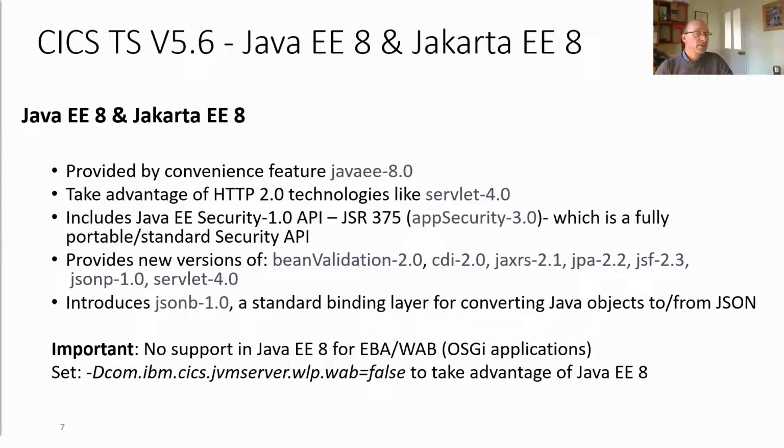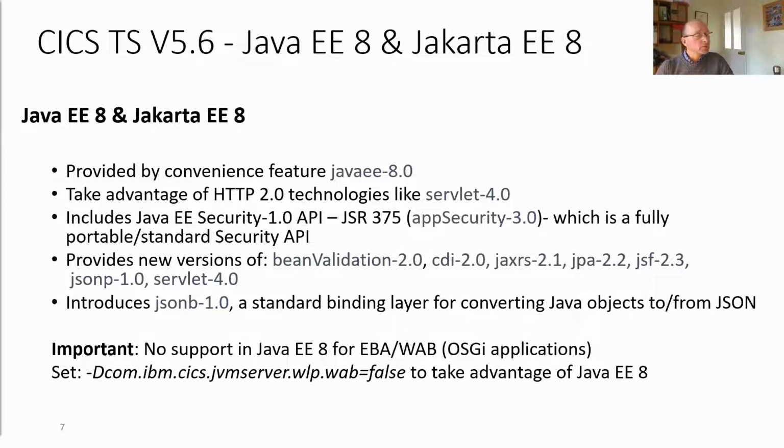There's the Java EE Security API, JSR 375, which is a portable standardized security model enabling you to build your security support directly into your web applications and move away from the deployment descriptors. And there are new versions of the regular features like bean validation, CDI, JAX-RS, JPA, and so on. And there's JSON-B, which is a standard binding layer for JSON, converting Java objects to and from JSON.